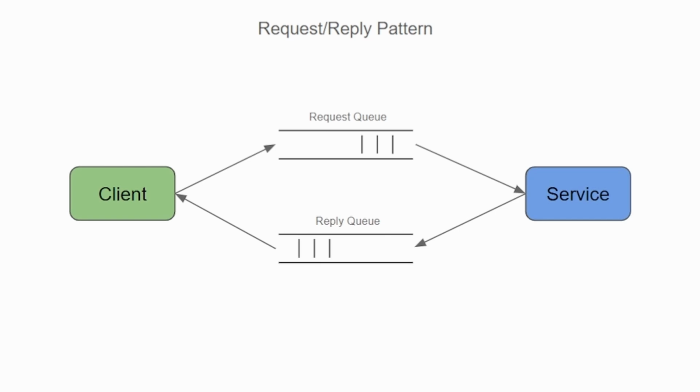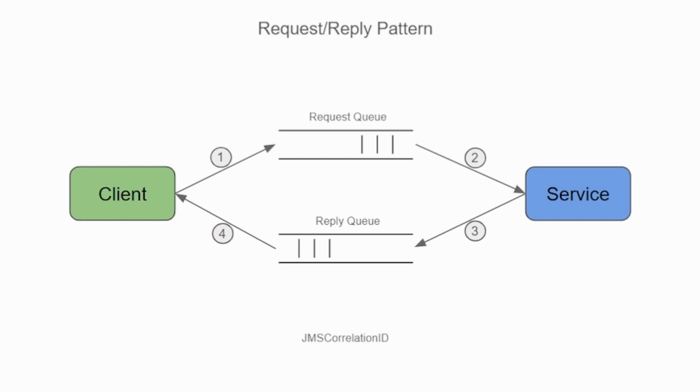The client sends a message to a request queue. The message is then picked up by the service. The service processes the request message and sends a reply message to the reply queue. The reply message is then picked up by the client for processing. The key point here is that the request message and reply message have the same JMS correlation ID header.